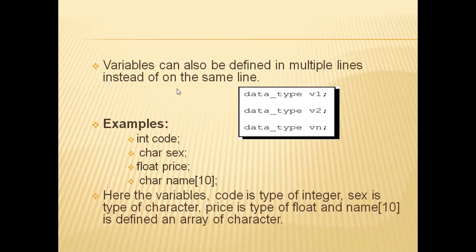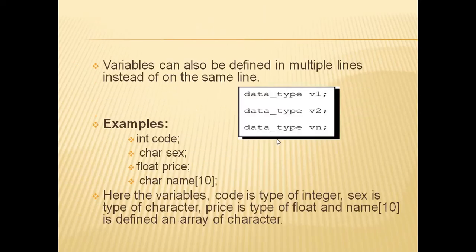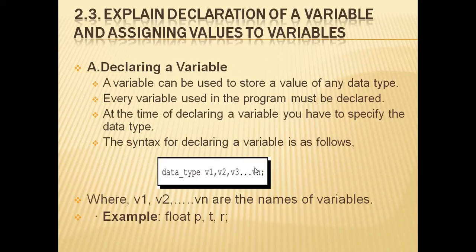Here the variables can also be defined in multiple lines. Above we declared the variables in a single line, but we can also declare the variables in multiple lines. Observe this syntax: data type space v1 ending with semicolon, data type space v2 ending with semicolon, and so on, and you can declare data type space vn ending with semicolon. This type of declaration is called multiple line declaration, and the earlier one is a single line declaration.